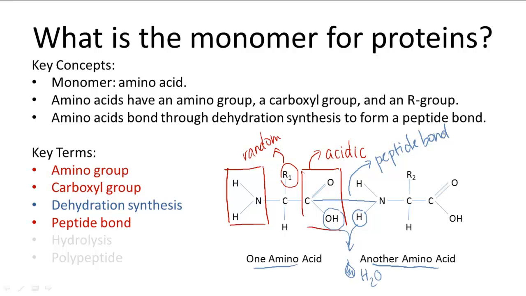So, to break apart a peptide bond, you just have to reverse the process. Rather than lose a water molecule, you add a water molecule, restoring the amino acids to their original forms. This adding of a water is called hydrolysis. Hydro means water, and lysis means break.